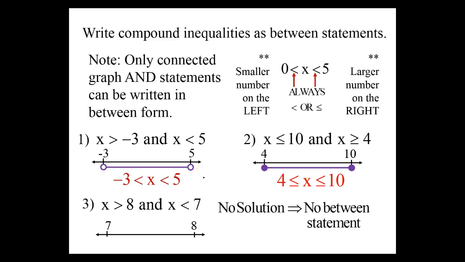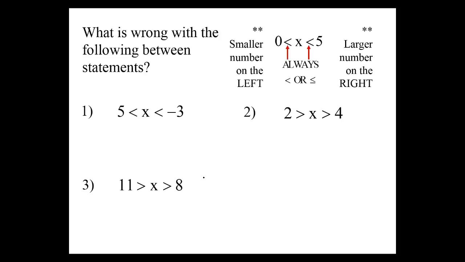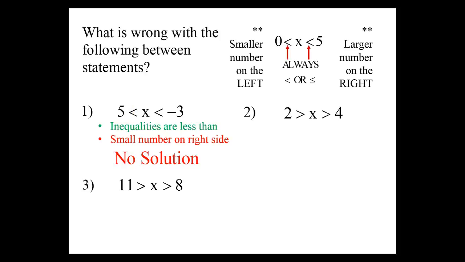A few things about how the answer should be at the end of a problem. So had this up here earlier that the smaller number must be on the left, and we always have less than or less than or equal to. So if you get to a problem like this, and you get an answer like this, you want to be able to look at this critically and see that, well, in this particular answer, yeah, the inequalities are less than, so that's good. But you know what? The small number is on the right side, not the left. And a small detail like that will make this a no solution.